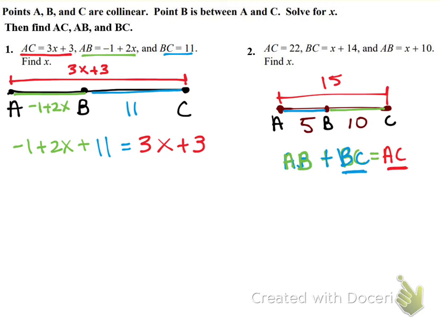Okay? So remember, don't call after midnight. D stands for distribute. We don't have that. C stands for combine like terms. Do we have any of those? We do, which is negative 1 and 11. Negative 1 plus 11 is 10.